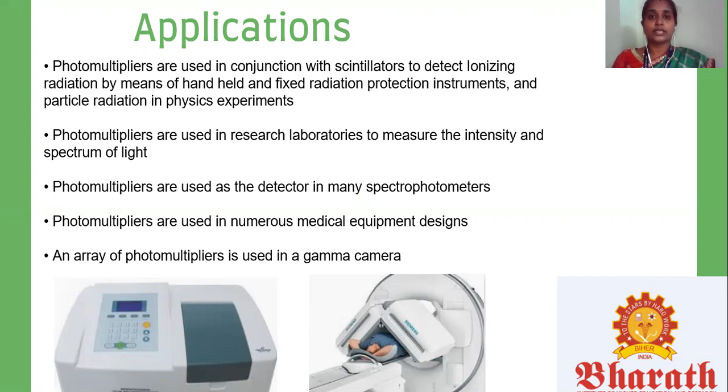Photomultipliers are used in numerous medical equipment designs. For example, blood analysis devices used in clinical medical laboratories, such as flow cytometers, utilize photomultipliers to determine the relative concentration of various components in blood samples in combination with optical filters and incandescent lamps. An array of photomultipliers is used in gamma cameras, and photomultipliers are typically used in the detection of flying spot scanners.